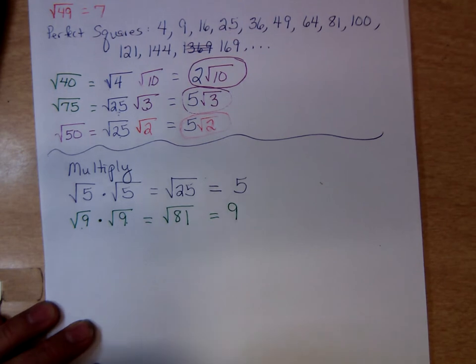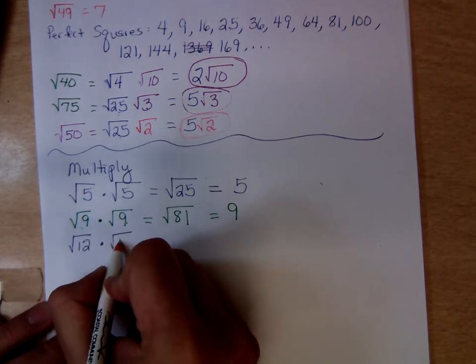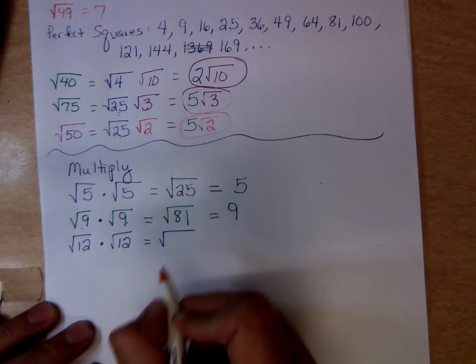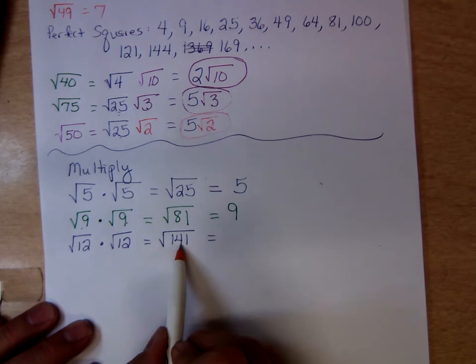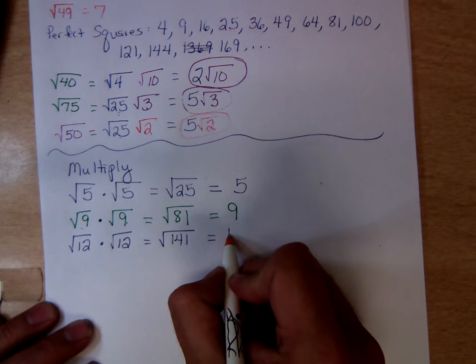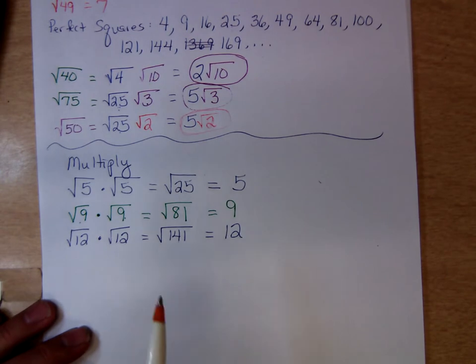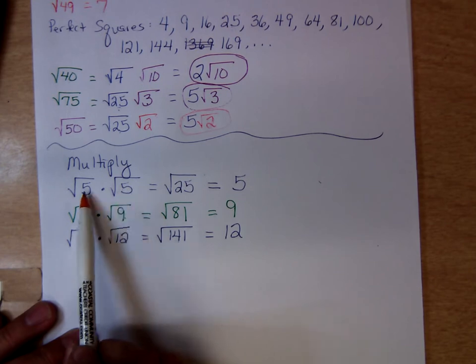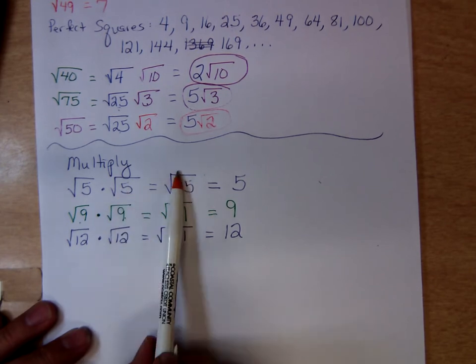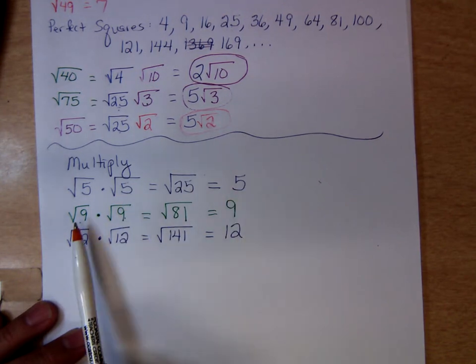Y'all see it? Let's see, what about this one? The square root of 12 times the square root of 12. Well, 12 times 12 is 144. And what's the square root of 144? It is 12. Y'all see the pattern I'm talking about? If you have the same number under both square root symbols, then you could skip this step right here and just go straight to this. The square root of 5 times the square root of 5 is 5. The square root of 9 times the square root of 9 is 9.